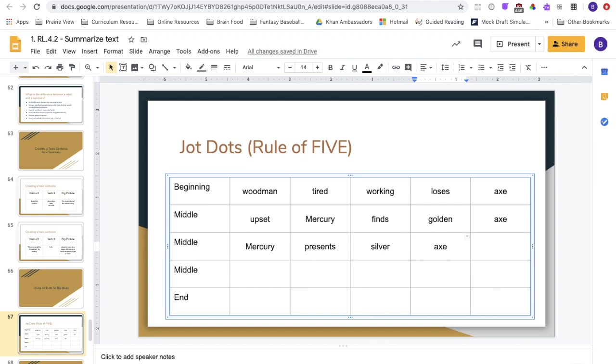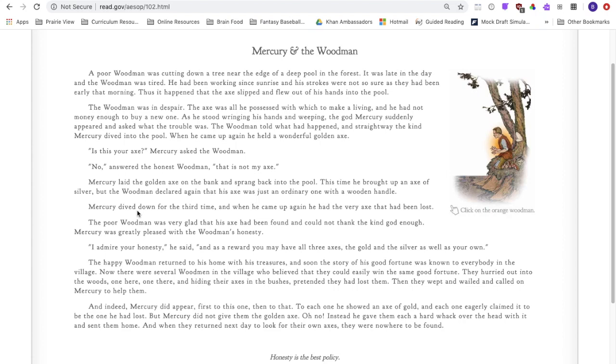Now, the rule of 5 doesn't mean it has to be exactly 5 all the time. It just means no more than 5. So Mercury presents silver axe. We'll say Woodman, honesty, neither axe his. Okay. Again, it might seem like it's not complete sentences, but what we're really trying to do is use it in our own words, not going back and saying, oh, then Mercury dived down for the 3rd time. No. We want to make sure that this is focused on our understanding.